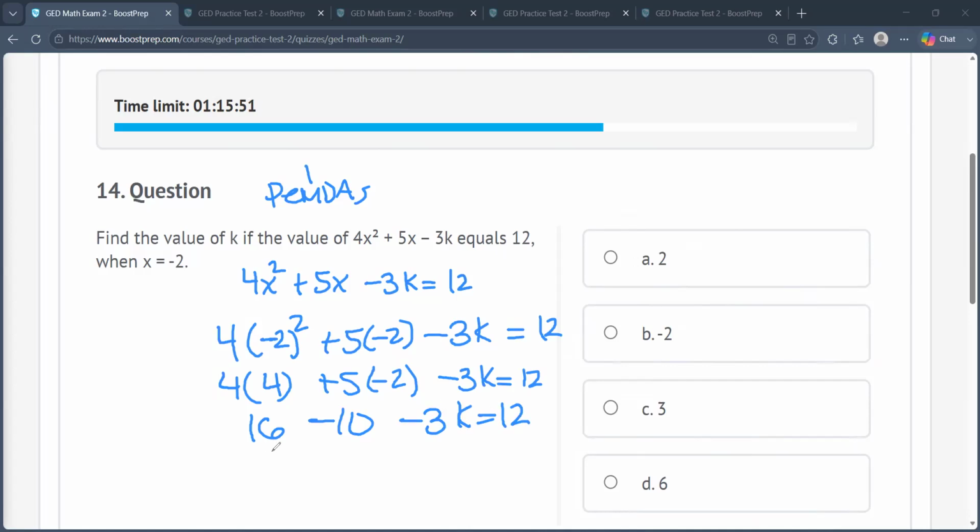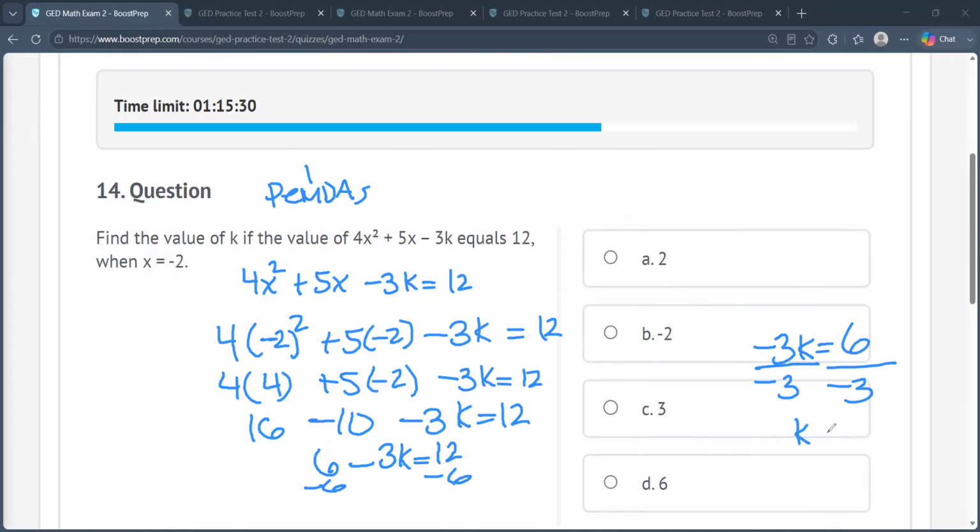What's 16 minus 10? Yes, 16 minus 10 is 6. Minus 3k equals 12. Subtract 6. So you get negative 3k equals 12 minus 6, which is 6, and then divide this by negative 3, and you get k equals negative 2. So that is why it's B.